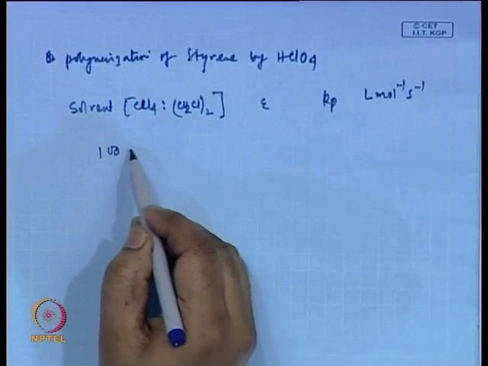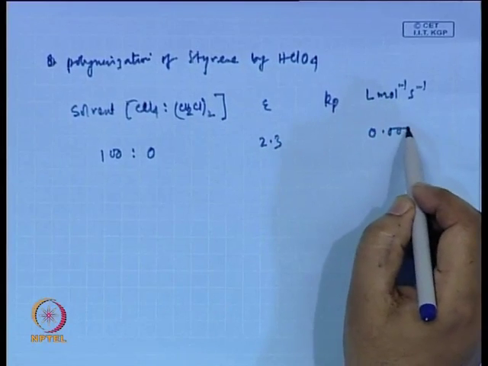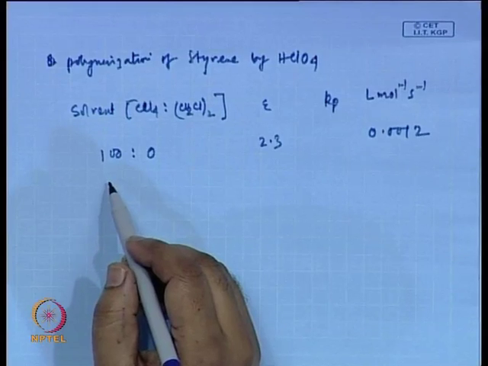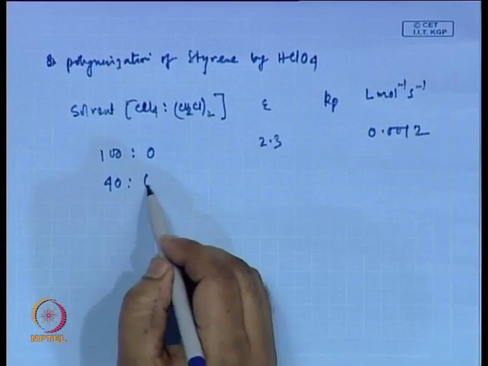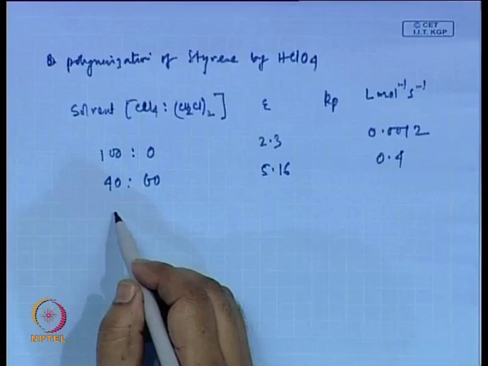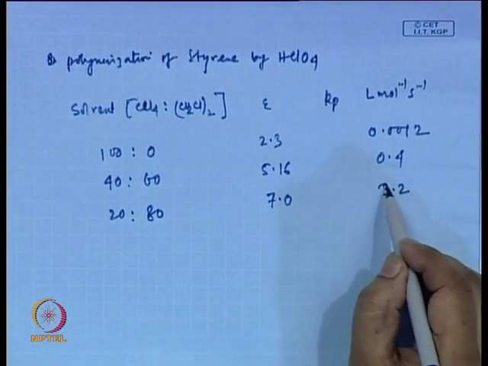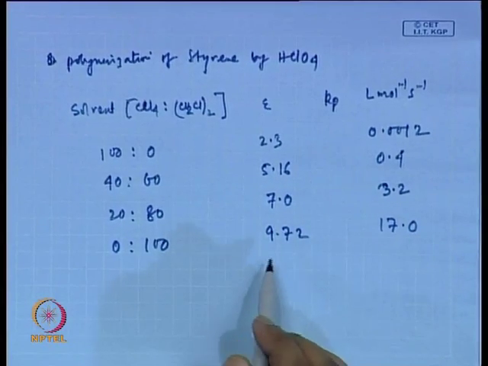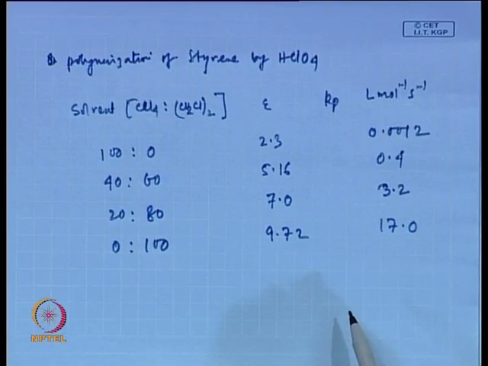If you have pure CCl4, obviously this is more non-polar, the dielectric constant is 2.3 and the rate is low. When you increase the polarity by adding ethylene dichloride, dichloroethane, say in a 40-60 mixture, your dielectric constant goes up, your reaction rate goes up. If you consider further 20-80, and so on, up to 100 percent with dielectric constant 9.72. So, this is the data to convince you that if you increase the polarity, which is given here by the dielectric constant, the rate constant or the rate of the polymerization reaction increases.